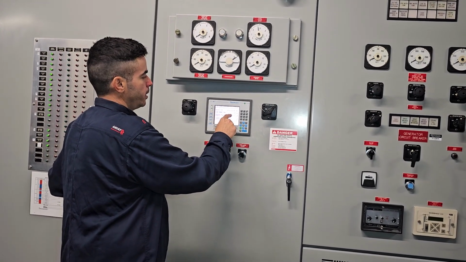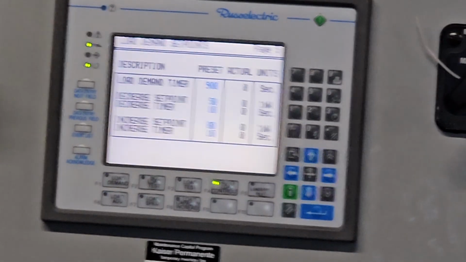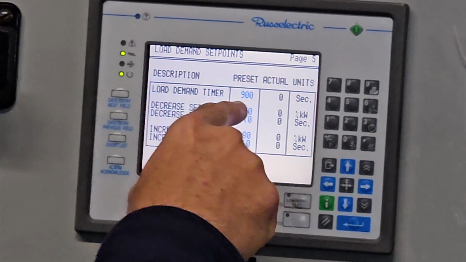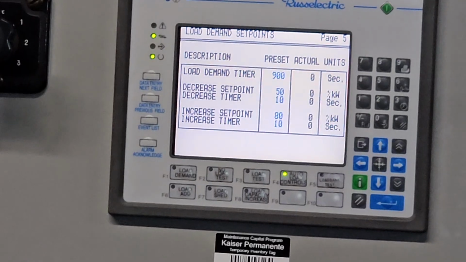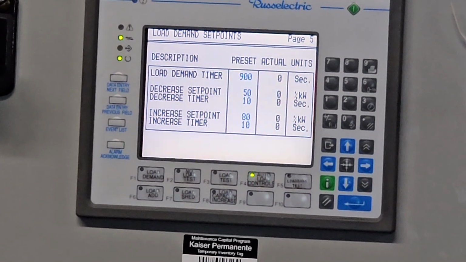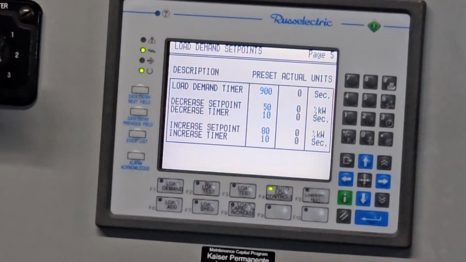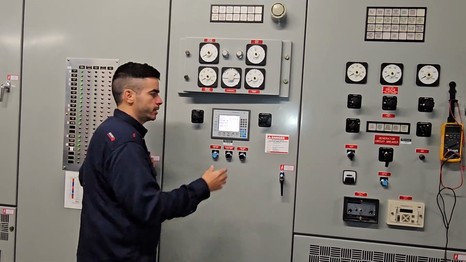We got a low demand timer. I was talking about that. This is for removing generators out of the bus. I don't think you guys have that. Actually, the timer is super high because you only have 2 generators, so you don't want to have one out of the bus because it's only one backup. So it's better to have both connected at all times.